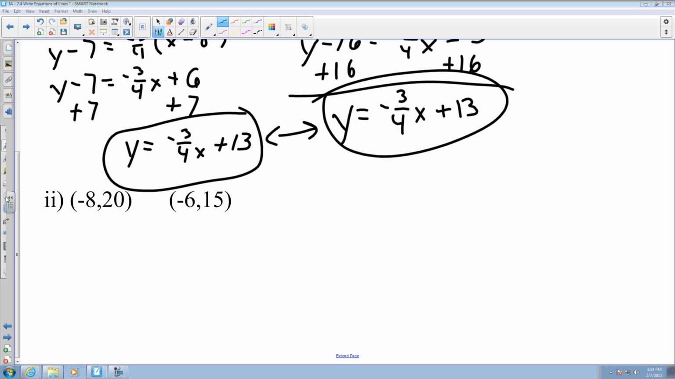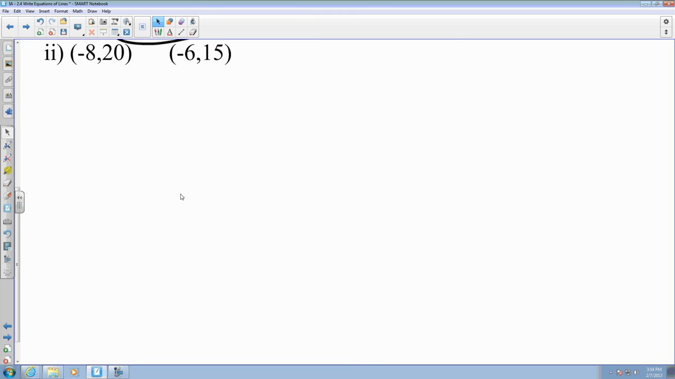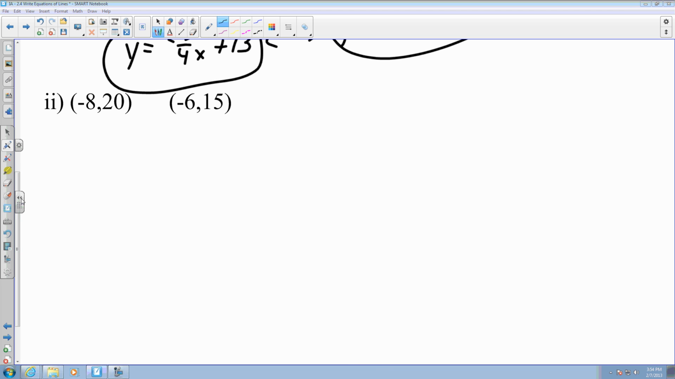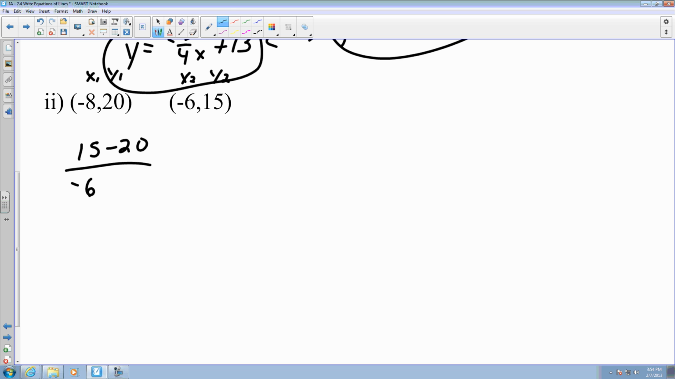Looking at the last one, I want a little bit more room. So I have 2 points, negative 8 and 20, and negative 6 and 15. So again, I'm going to get my x1, y1, x2, y2 identified. So I'm going to say it's 15 minus 20 divided by negative 6 minus a negative 8. This is where we're going to find our m. So I go plus plus here. This gives me a negative 5. Up here gives me a positive 2. So it's negative 5 halves.